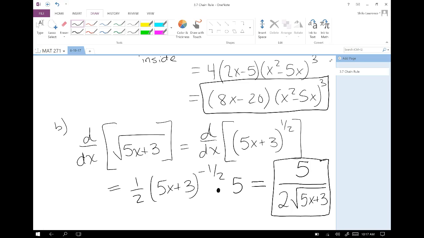This one, since the derivative was just a number, we could put the 5 and the half together, just say we've got a coefficient of 5 halves. If we needed the second derivative, it would just be another chain rule. 5 halves, and then times a negative half. And then the same base, negative 3 halves, and then another 5.